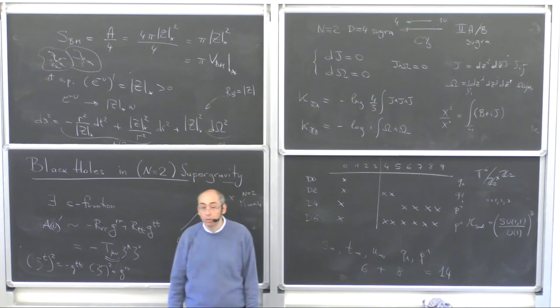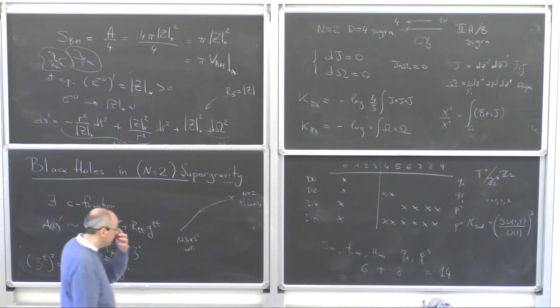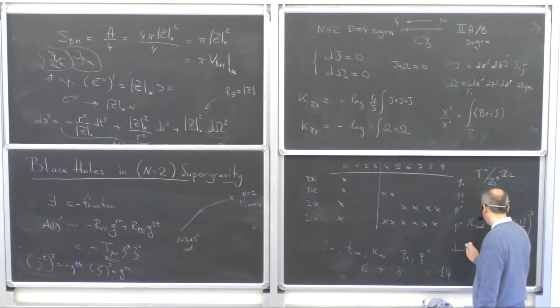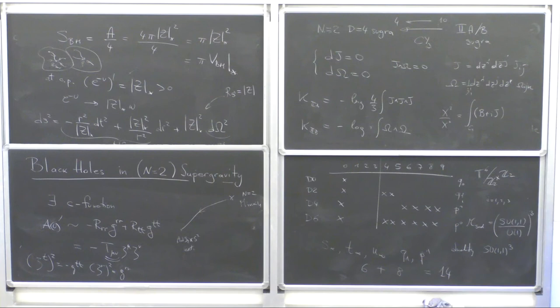However, the duality group is going to be the subgroup of symplectic transformations over eight real parameters, which are the charges. And in particular, it's this SU(1,1) to the cube. So the duality group is SU(1,1) to the cube, which means that out of these 14 parameters you can fix nine parameters here, and you have three copies of SU(2), so three times three, so nine parameters.